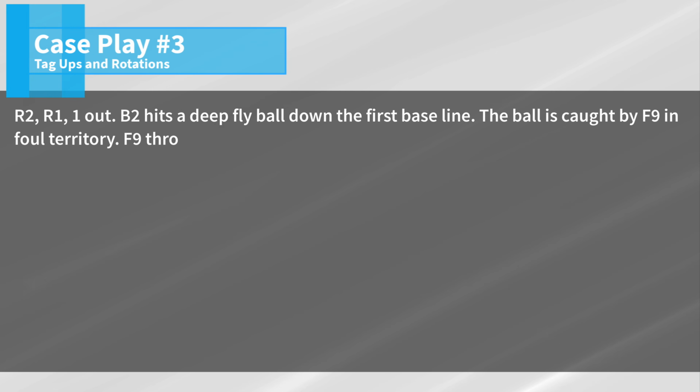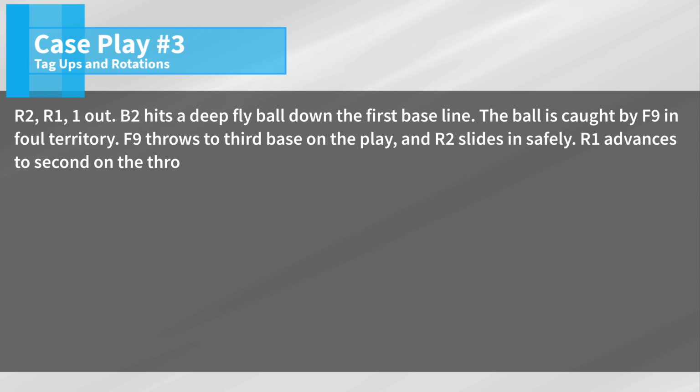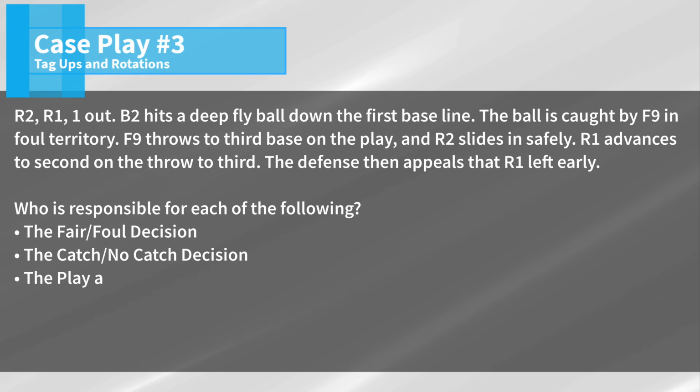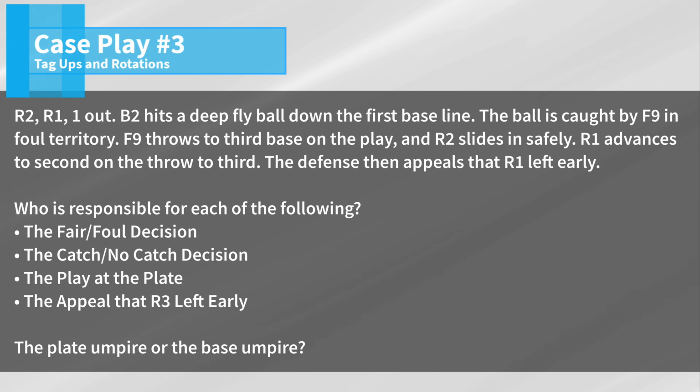Case play number 3. R2, R1, and 1 out. B2 hits a deep fly ball down the first base line. The ball is caught by F9 in foul territory. F9 throws to third base on the play, and R2 slides into third safely. R1 advances to second on the throw to third. The defense then appeals that R1 left early. Who is responsible for each of the following? The fair foul decision, the catch-no-catch decision, the play at third, and the appeal that R1 left early.